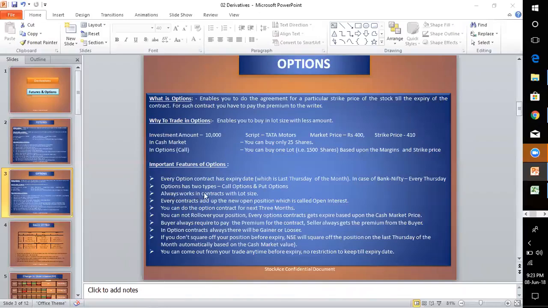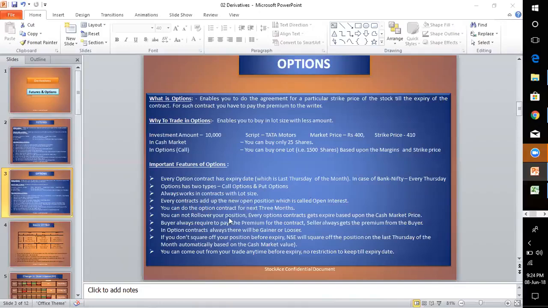Now options has two types, as I said, call option and put option. Call means you are predicting that the market will go up. In the put side, you are expecting the market will go down. It always works in contracts with the lot size. As I said, same thing as in futures, you have the lot. Same thing in call or put options, you have the same lot number. It's not that futures has 5000 and call and put does not have 5000. It will always be the same. Every contract adds up the new open interest. I'll explain this open interest tomorrow.